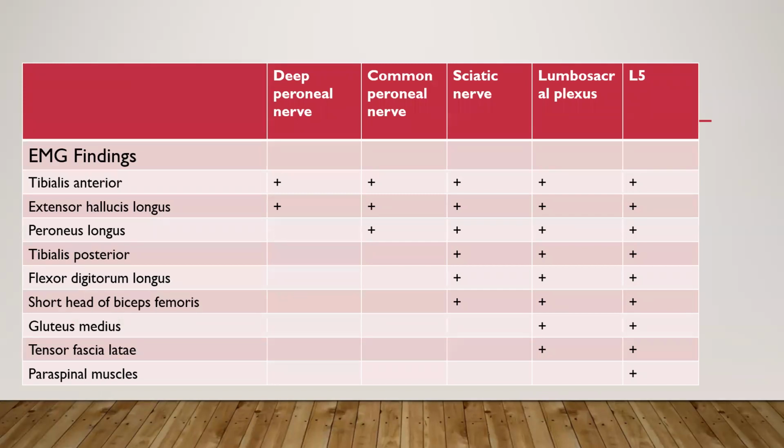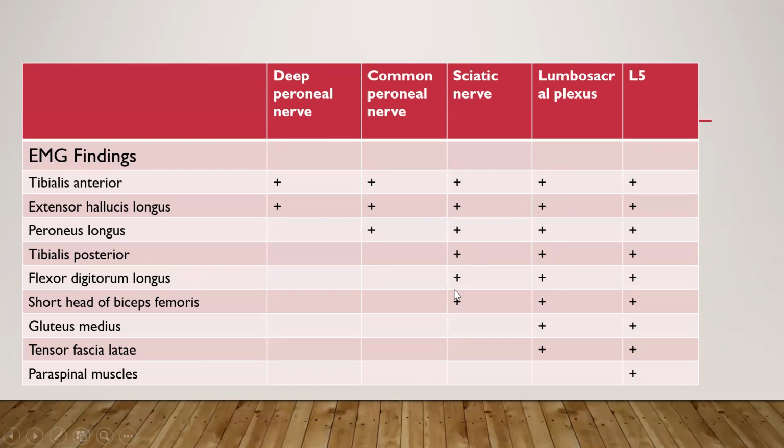So this will help us differentiate between the deep peroneal nerve, common peroneal nerve, sciatic nerve, lumbosacral plexus and L5. L5 involves all the muscles: tibialis anterior, EHL, peroneus longus, even tibialis posterior. Then the short head of biceps also, and gluteus medius also it supplies. And the most important thing that is not supplied by anything is the paraspinal muscles. For the lumbosacral plexus, it supplies all muscles except the paraspinals.